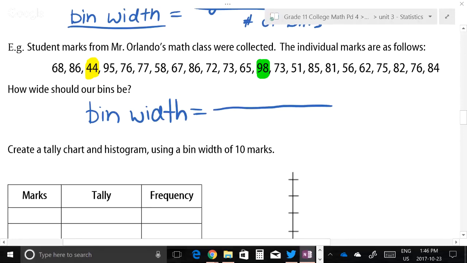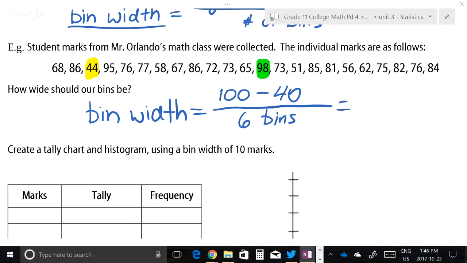So what's 98 round to? Yeah. So our biggest number is 100, and our smallest number is 40. And I want you to divide this into 6 different bins. Well, what's 100 minus 40? 60. And 60 divided by 6 is 10.